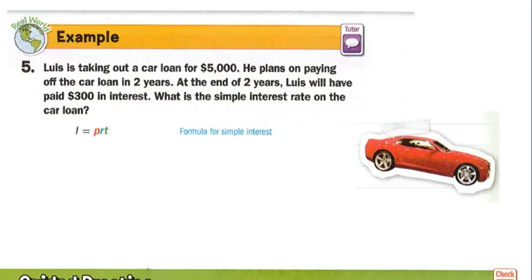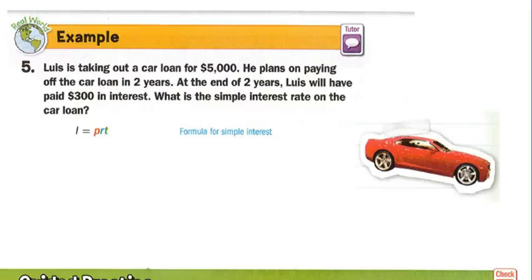All right, last example. Let's throw a little bit of algebra into the mix here. All right. So Lewis is taking out a car loan for $5,000. He plans on paying off the car loan in 2 years. At the end of 2 years, Lewis will have paid $300 in interest. What is the simple interest rate on the car loan? So let's look at the pieces we have. Our formula is interest equals principal times rate times time.